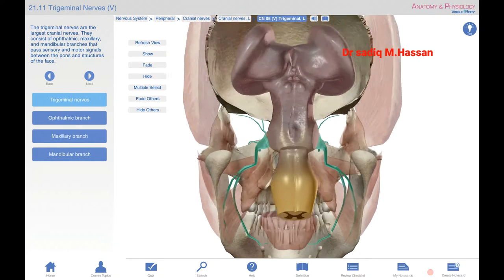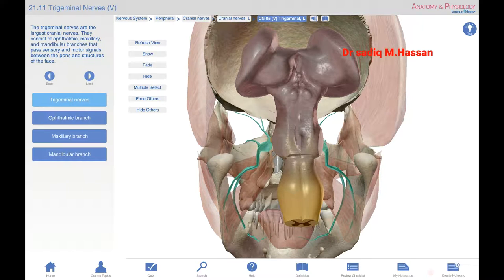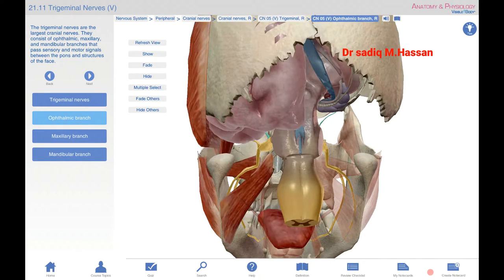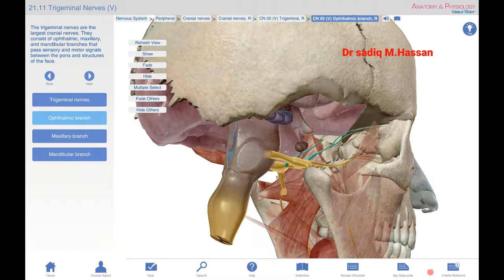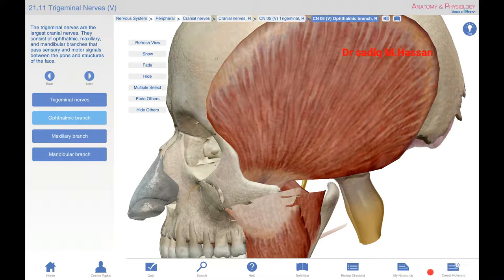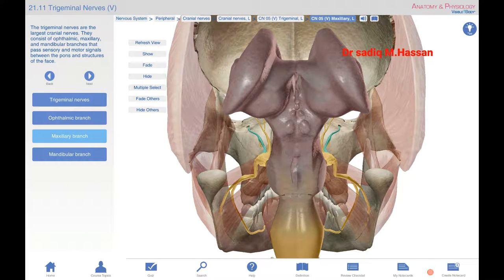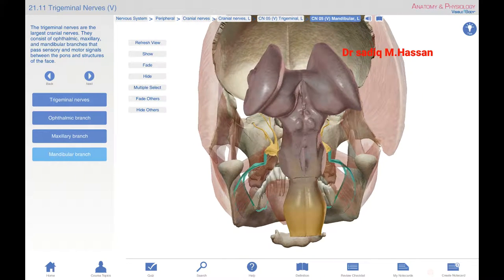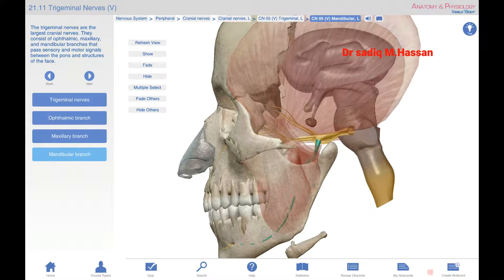So this is what we call trigeminal. This is the ophthalmic branch because it goes into the orbit of the eye and supplies all this area of the face. And the maxillary branch supplies the maxillary area. And the mandibular branch supplies the lower part, the mandible. This is the mandible bone, and it supplies all the structures around here, with sensation and motor as well.